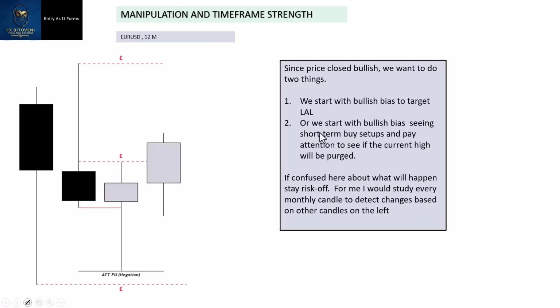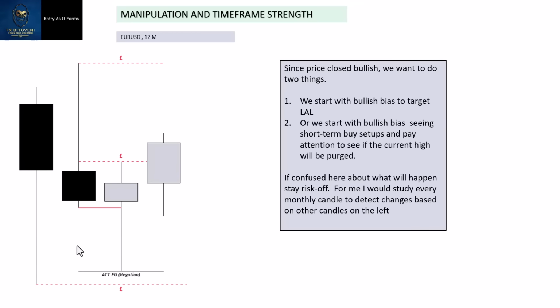This time we are talking about direction, right? We start bullish, buyers seeing short-term buy setups, and pay attention to see if the current high will be purged. If confused here about what will happen, stay risk off, right? Don't trade. I mean, don't take risk, right? For me, I would study every monthly candle to detect changes based on other candles on the left. That's my approach, right?